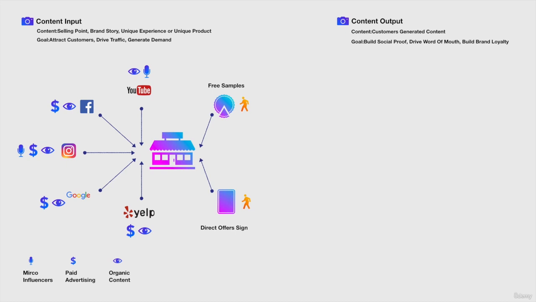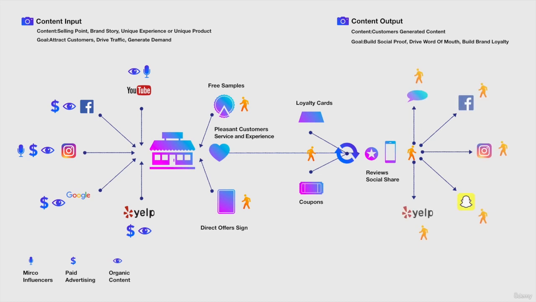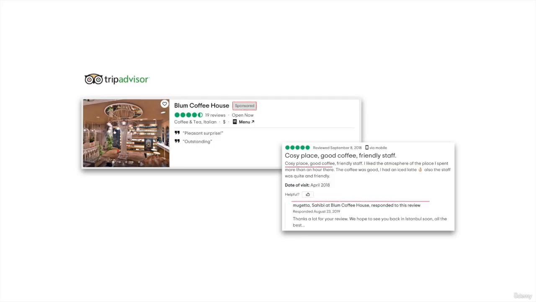Then at the store, we give free samples and display direct offers. Then we do a great job with serving our customers. We give them a simple treat along with loyalty cards and coupons to bring them back, and ask them politely for social shares and reviews, which will spread the word and bring more customers to our store, which with time will minimize our advertising costs and build a loyal customer base. Well, how do I know this system works? Because businesses use it all the time to start or grow a business, and it works.